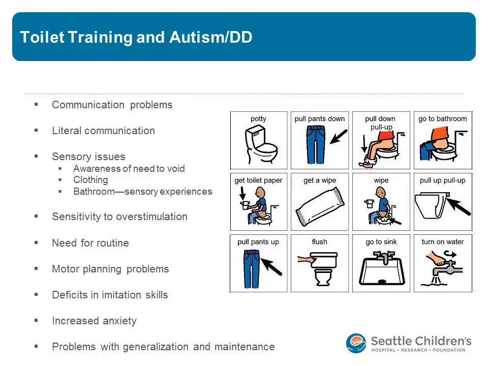So to start us off, it's helpful to talk about some of the challenges that children with autism and developmental disabilities have that interfere with toilet training. Some of the more obvious ones are related to the symptoms of autism and some of the challenges that children with autism specifically face, things like communication problems, also literal patterns of communication. There's a lot of challenges in how we communicate with kids about toilet training that can be particularly difficult for kids with autism and developmental delays.